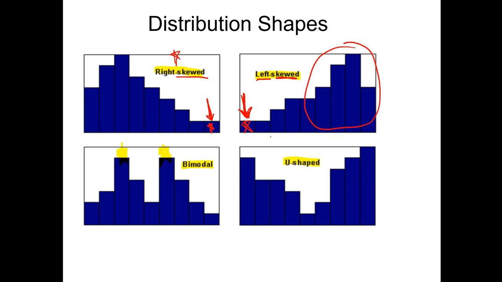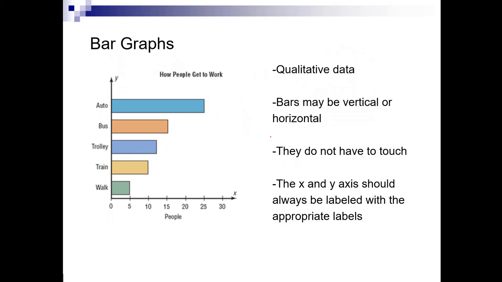So hopefully you have all of these shapes and distribution shapes labeled, and we will work more with these types of distribution shapes and labeling them and why they're important as we move on throughout this unit and units to come. Okay, for the rest of today's lesson, we're going to talk about the three different graphs that we're going to create. The first one being a bar graph.